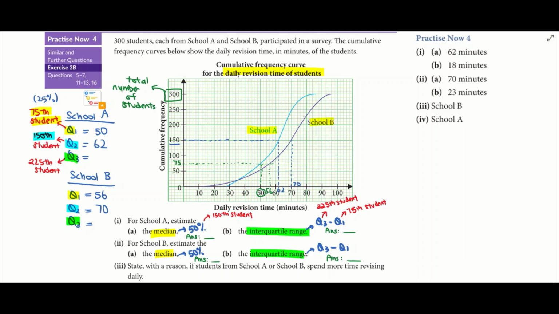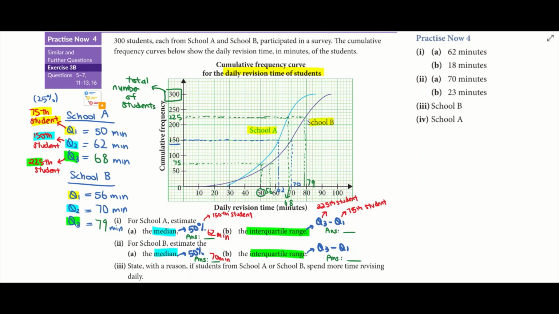And for the last one, upper quartile Q3, you have to find the 225th student. Now with this, I can answer the questions. Find the median for each of the school. Basically, it's the same as my Q2. So the answer is 62 minutes and 70 minutes respectively for each.